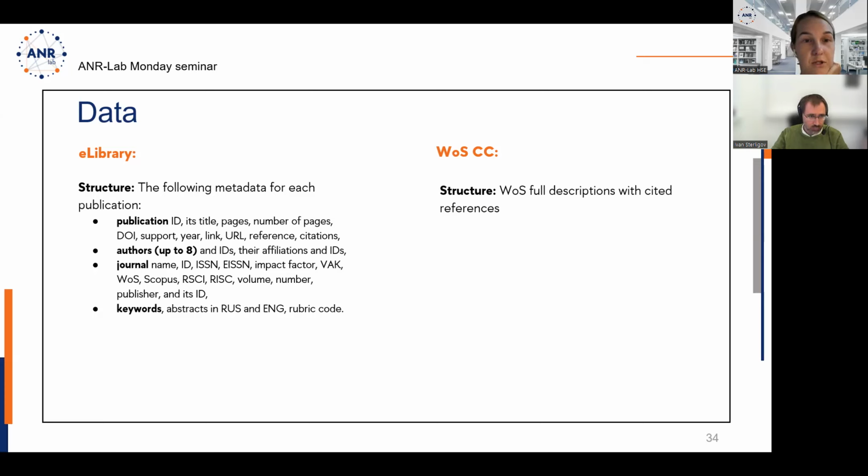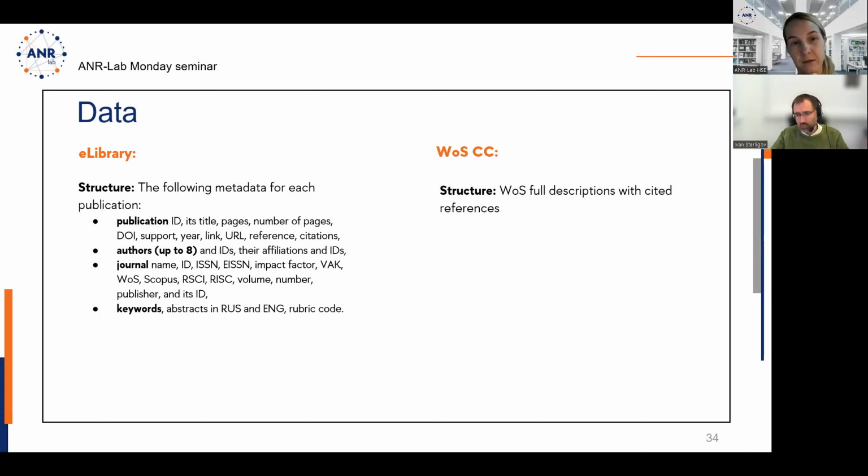So we had publication ID, title, pages, number of pages, DOI if it was there, then the information about support, the year when the publication was published, link, URL, and also references and citations. I don't think that we have it, but it is possible to get it because we have the link to each publication, but no, we don't have it in our dataset. And then we collected information for authors, and we decided to collect it up to 8 authors.